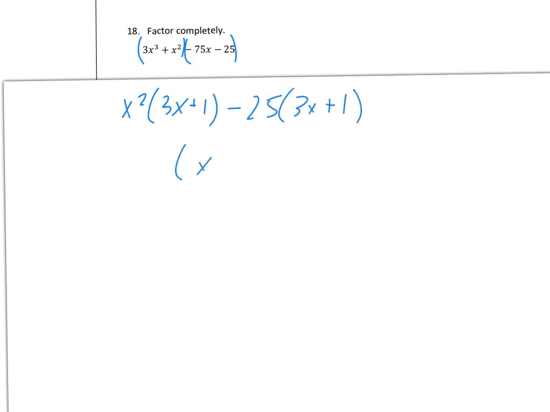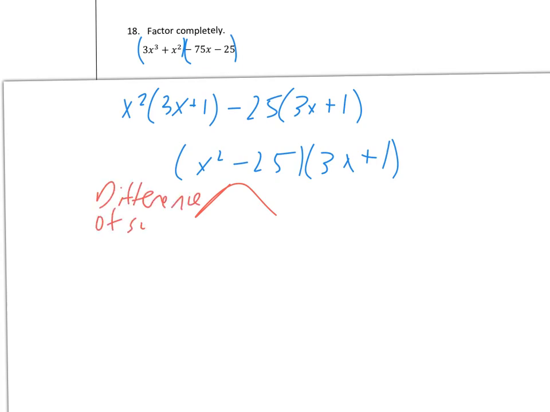So then I can group this together, x squared minus 25, and then 3x plus 1. But I see that this one is the difference of perfect squares. And so I can break that apart more into x plus 5, x minus 5, and just keep that 3x plus 1.